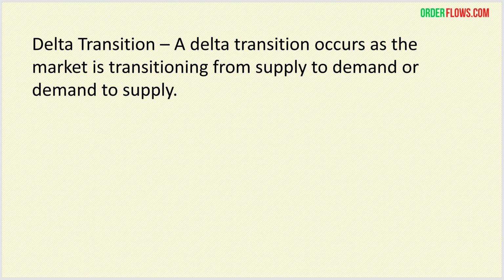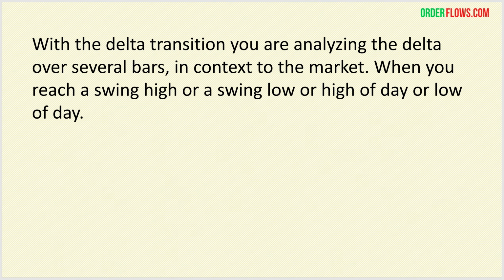A delta transition occurs as the market is transitioning from supply to demand or demand to supply. With the delta transition, you're analyzing the delta over several bars in the context of the market. When you reach a swing high or swing low, or a high of the day or a low of the day, this is where you're going to be looking for shifts in supply and demand. You're not going to necessarily look for shifts in supply and demand as a market is in a trend, because it's defined already. If you're in a trend up, it's a demand-driven market. If you're in a trend down, it's a supply-driven market. But when you get to a swing high or a high of the day, that's where you can transition in supply and demand.